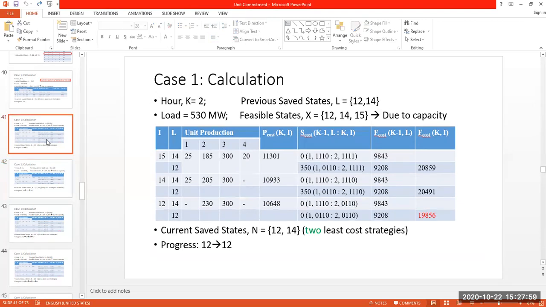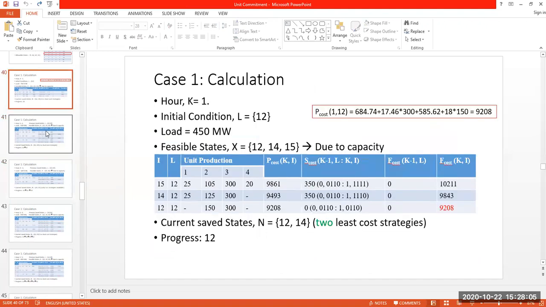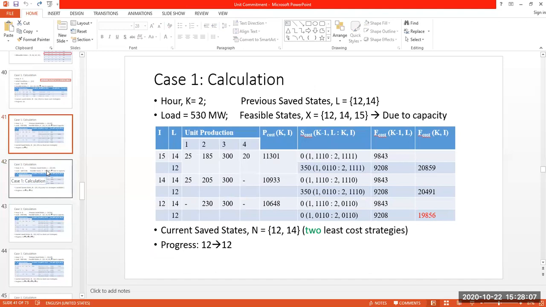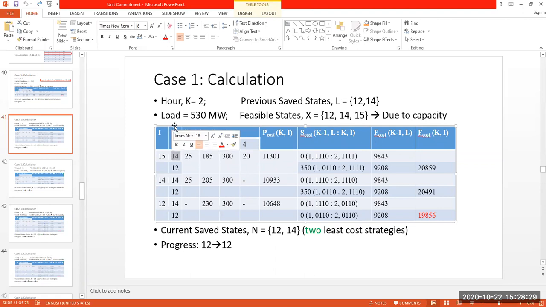But let's say at some point of time you come up with a different least cost strategy. Here you see it is still 12. But in some case you come up with some strategy where maybe 15 or 14 would be your least cost strategy, but you did not save it here. Remember, this L value, where is it coming from? It is coming basically from the previously saved state, right? Are you getting the point?